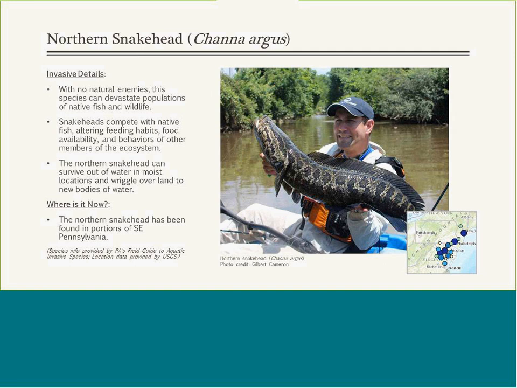So this is a northern snakehead. This is a fish that has no natural enemies in this area because, of course, it wasn't from here originally, and so it hasn't adapted itself to our environment. And it can have devastating impacts to our native fish and our wildlife because it is so aggressive. So it's known to compete with native fish. It will alter feeding habits, food availability, and behaviors of other members of the ecosystem where it's being found. So essentially, it just changes everything, and not in a good way.